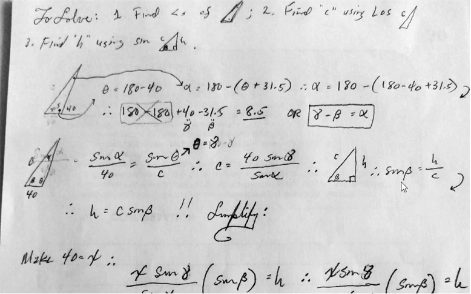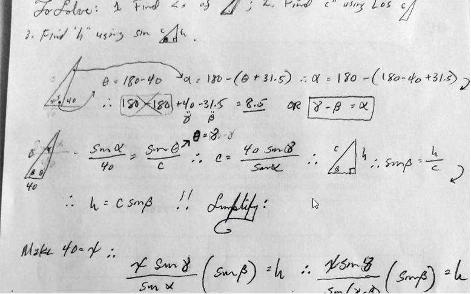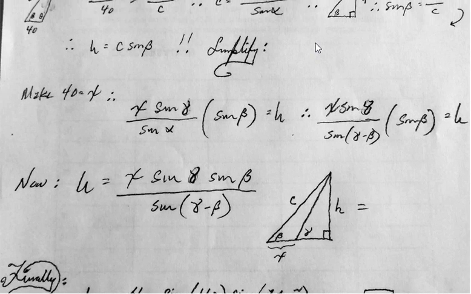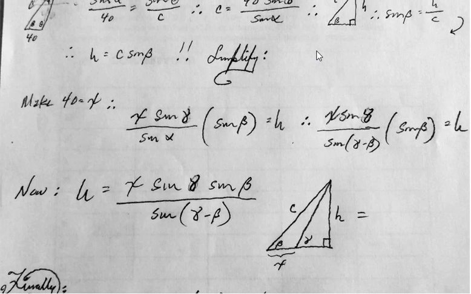So we set sine B, SOHCAHTOA, right? Sine equals opposite over hypotenuse. So we're going to put the H over the C. And then we're going to go ahead and get our answer here. Height will equal C times the sine of B. Now we're going to go ahead and simplify because we have to do all kinds of substitutions here. I won't reveal the answer yet. So we're going to, again, make 40 equal to X. We're going to try to get this a little more in the formula sense.